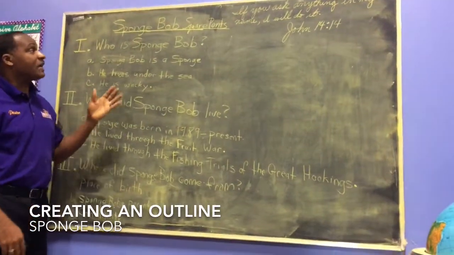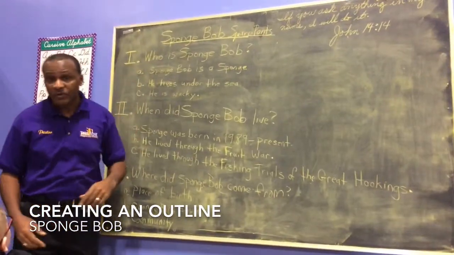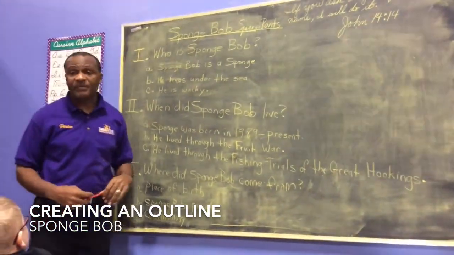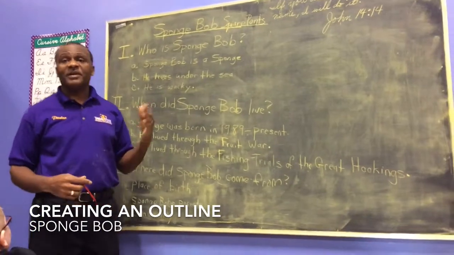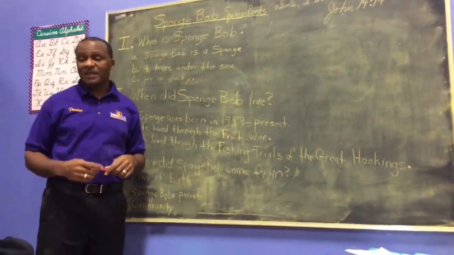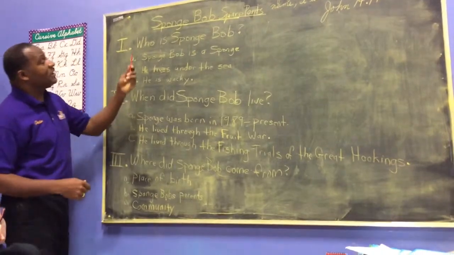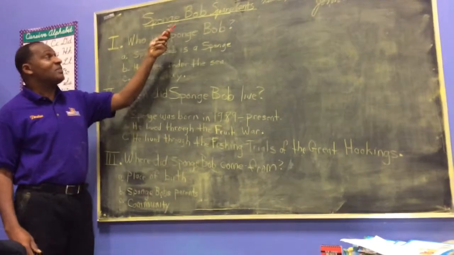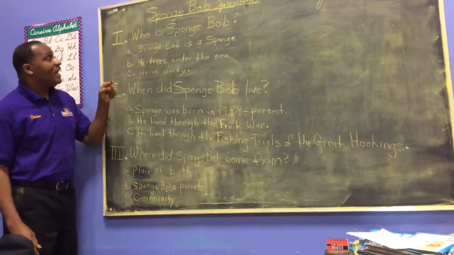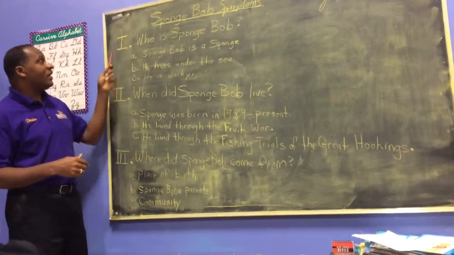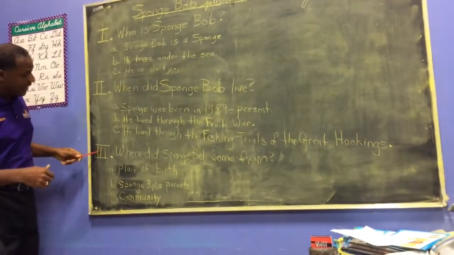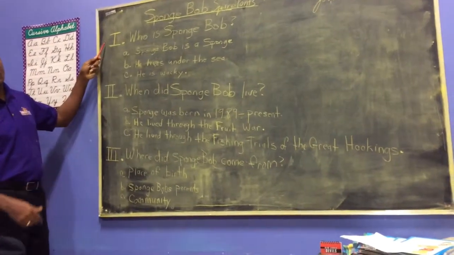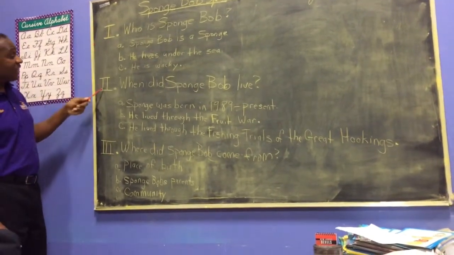We talked about how to create an outline. What we're doing is creating an outline using a topic that we're all familiar with, so that we can build our outline up for the Black History project. We chose a topic, and everybody agreed that we're going to use SpongeBob SquarePants. Then we come up with some points that we want to make about SpongeBob, and we use what we call Roman numerals to do that.